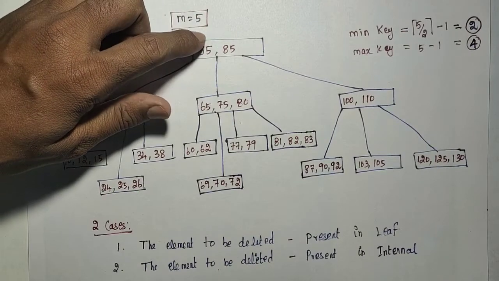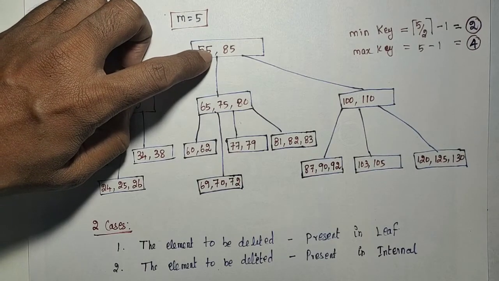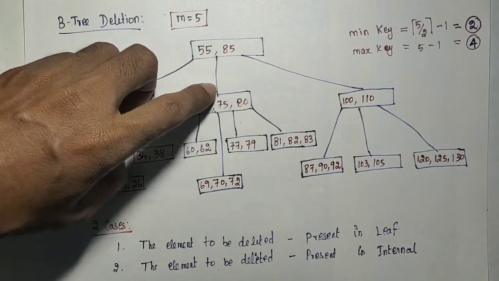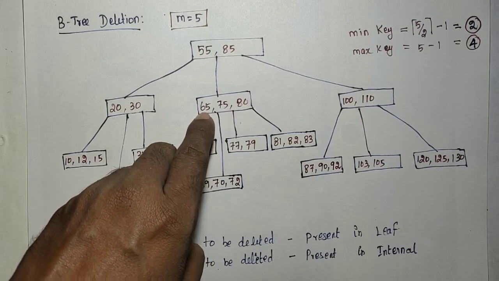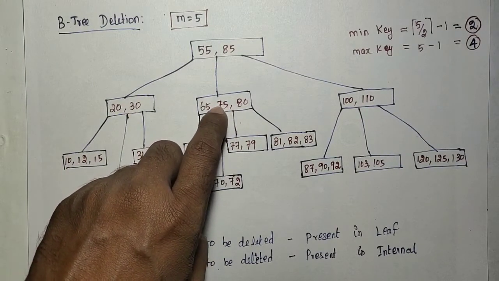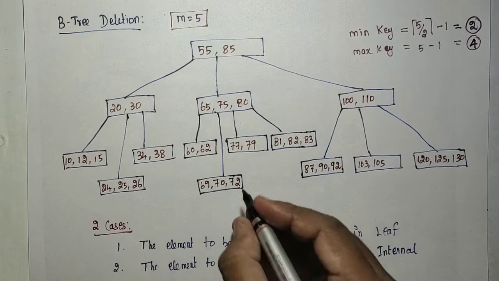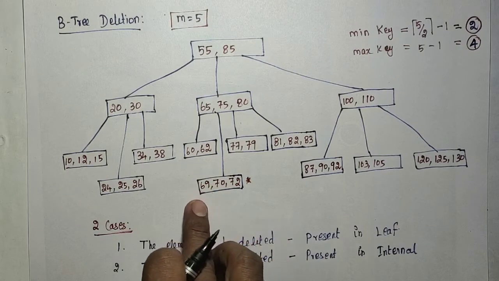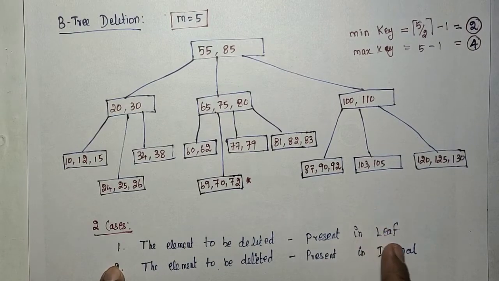Our element 69 is greater than 55 and less than 85, so in between, you come to this node. You check whether 69 is present here. It is not present. Then you check 65: greater than 65 and less than 75, so come to this node. Here you check, 69 is present. So now we got that node, and it contains our element. This belongs to case 1, where the element to be deleted is present in the leaf node.